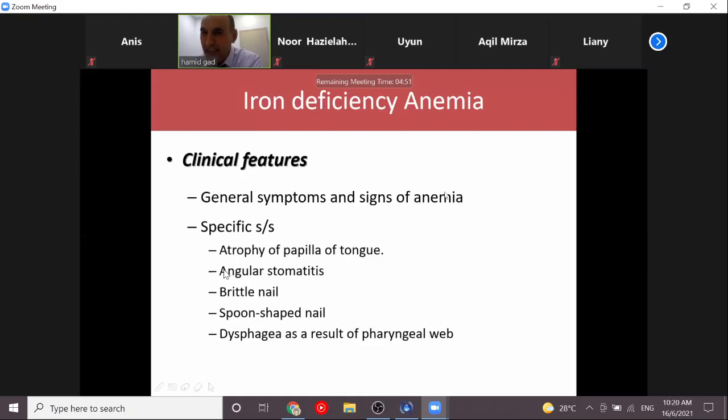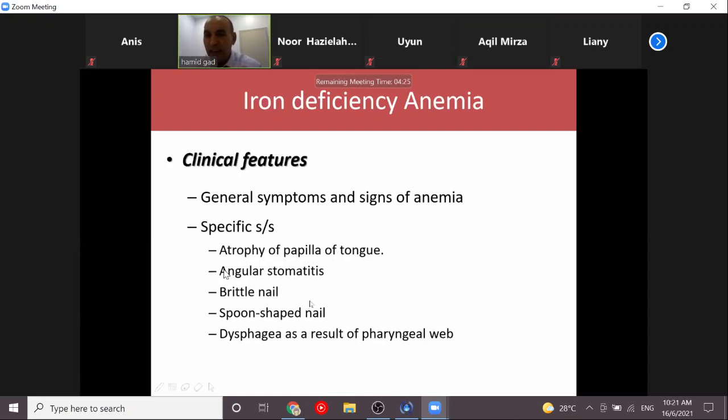General symptoms, as we already mentioned. So there is fatigue, weakness, tiredness, but there are some specific signs and symptoms related to iron deficiency. As I said, iron is needed not only for hemoglobin, there are some enzymes which are important in epithelial cell regeneration. So if there is a decrease in the iron, the skin, the hair, the nail will be affected.